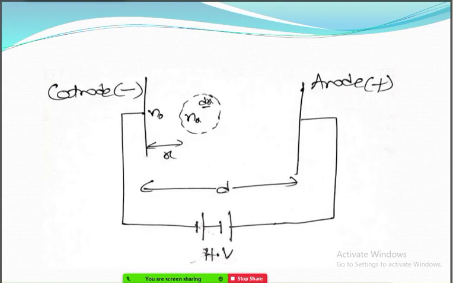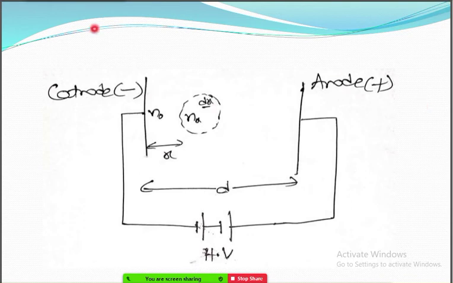So from this diagram you can understand. If x is equal to 0, the number of electrons is n naught, so we will use that for the initial condition. At a distance x, the number of electrons is nx. If they travel a further small differential distance dx, the number of electrons will be alpha nx dx.